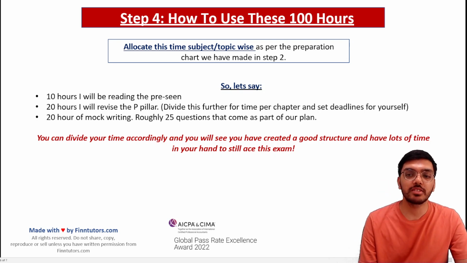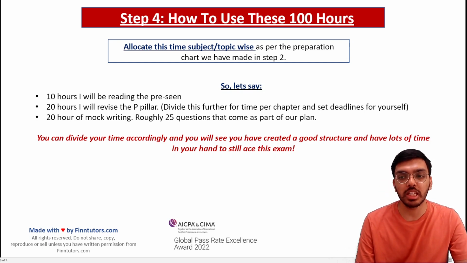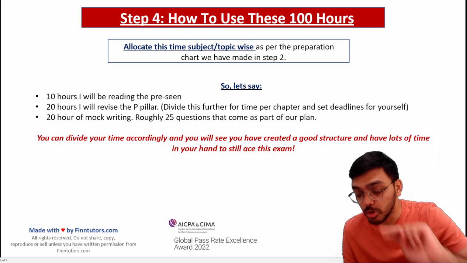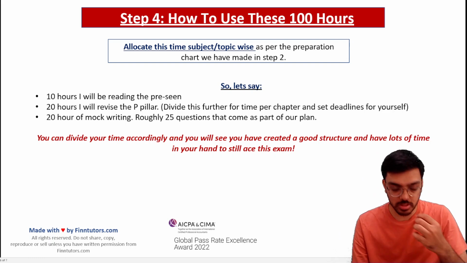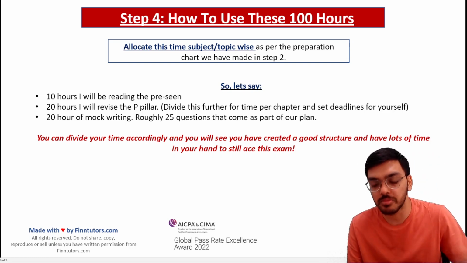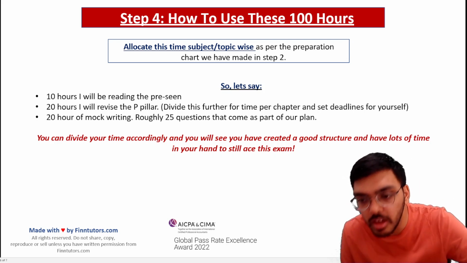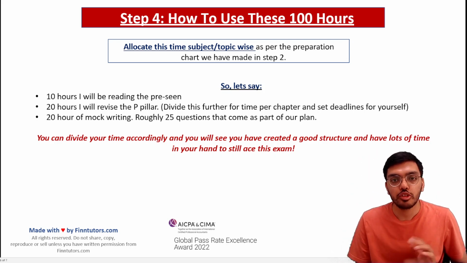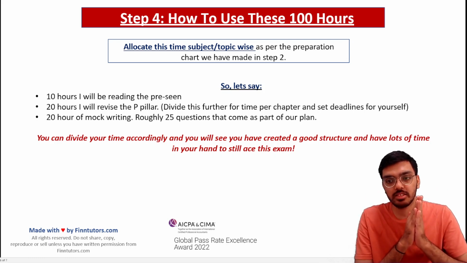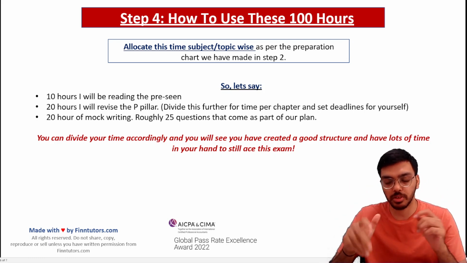In step number 2, let's say you are in the more preparation needed category. Only one pillar is completed. Now you know that your next job is to focus on the most important pillar, which is the P pillar for OCS and MCS and the E pillar for the SCS. So let me say that, for example, I'm taking the SCS and my E pillar is now left.